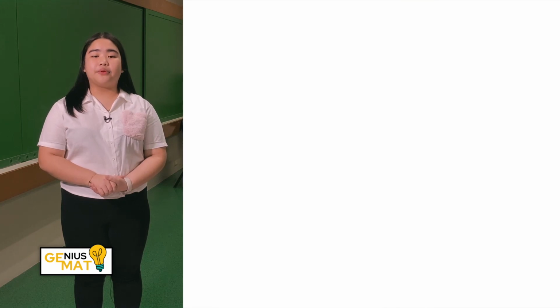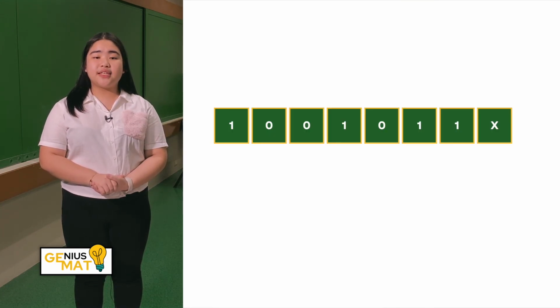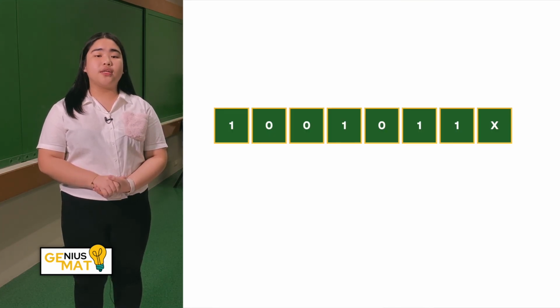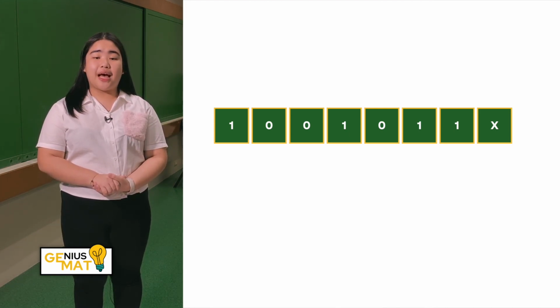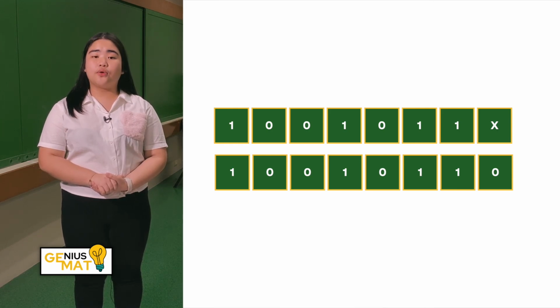Let's take another example. In this case, as you can see, the total number of ones in these data bits equals 4. This means this parity bit should be 0 so that the number of ones in the code remains even.